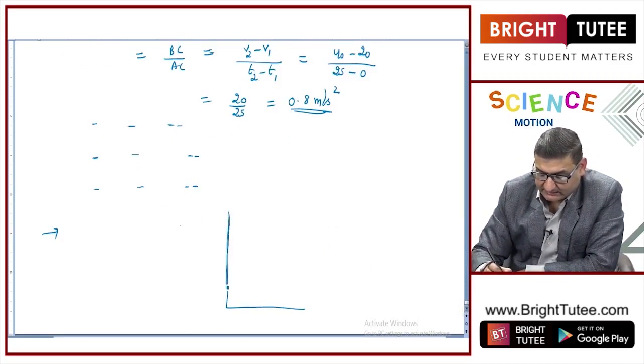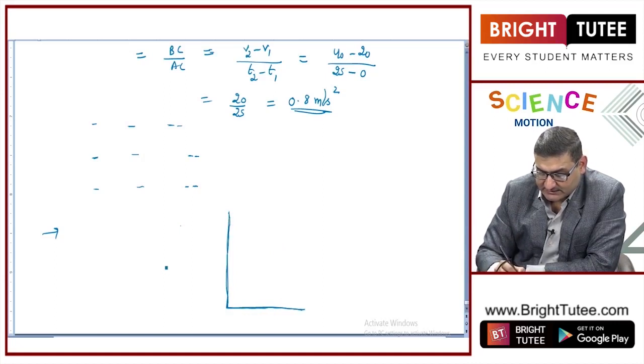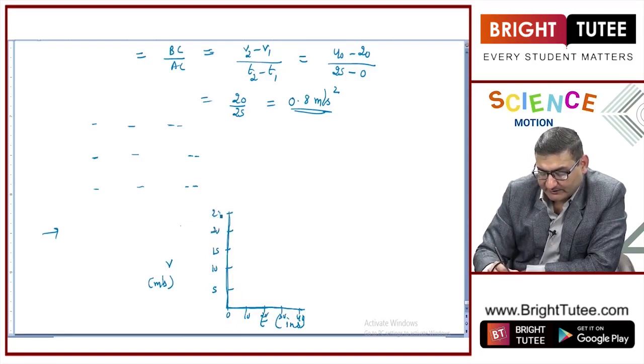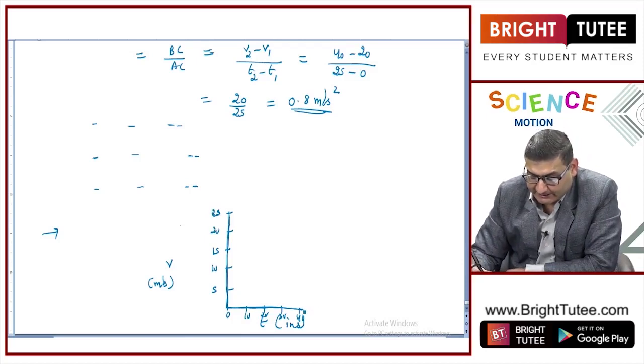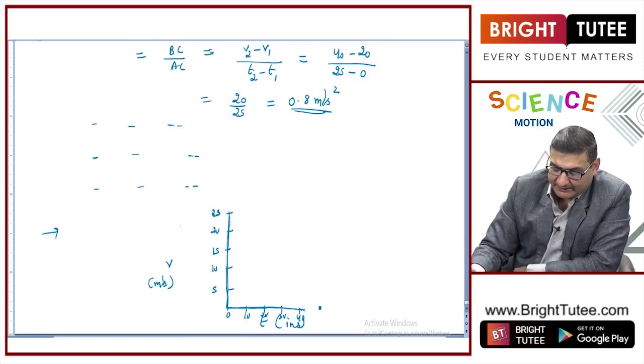Let us take this particular graph now. This is our VT graph. V is in meter per second, T is in second. Let us put in the values 0, 10, 20, 30, 40. Let it be 5, let it be 10, 15, 20, 25. Correct? Now, let us take the motion in a different way.